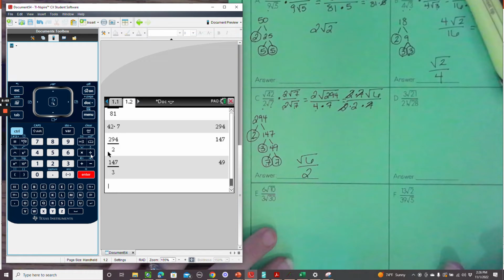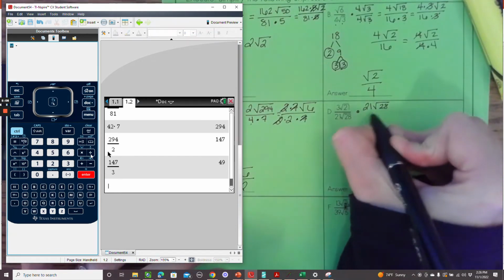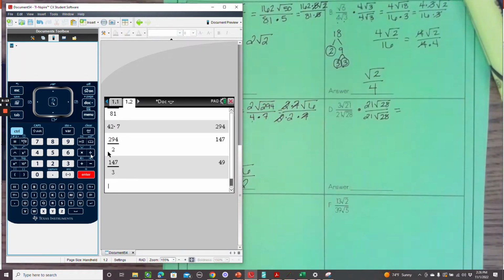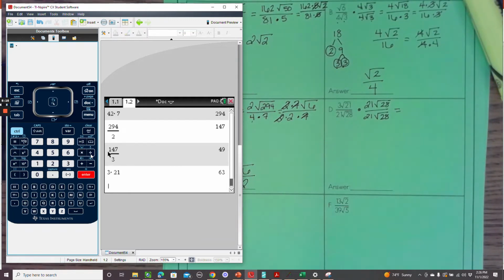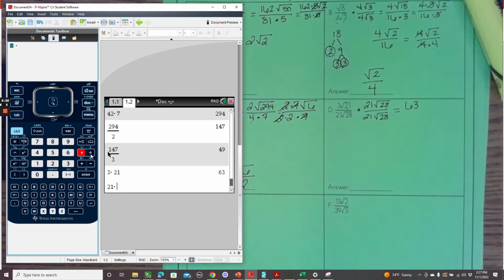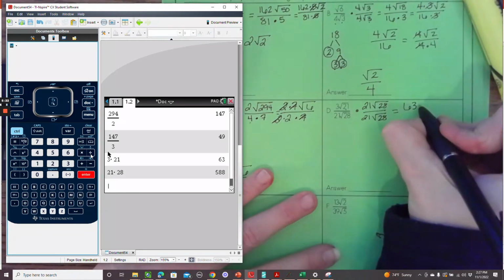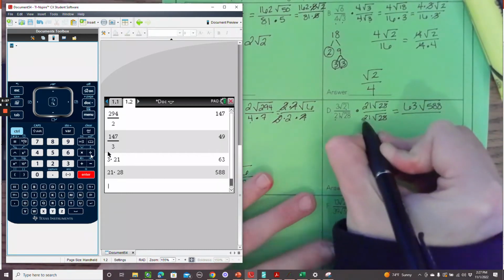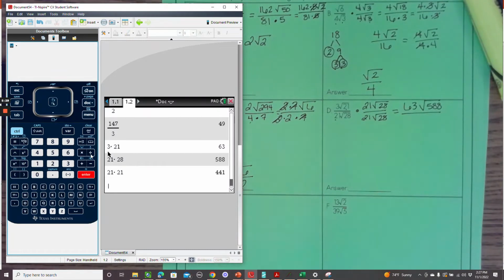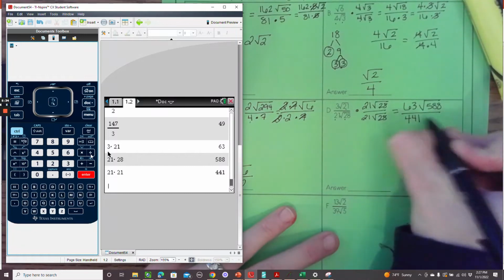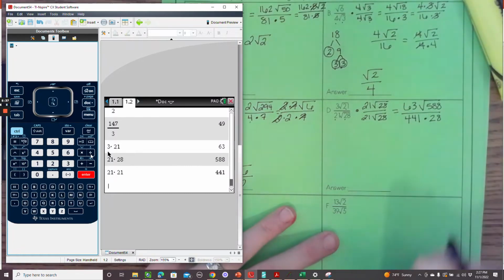All right, D. I multiply the top and the bottom by the denominator. So 3 times 21 gives me 63. 21 times the square root of 28 gives me the square root of 588. 21 times 21, so now we're getting into really big numbers here, is 441. Square root of 28 times the square root of 28 gives me a 28.